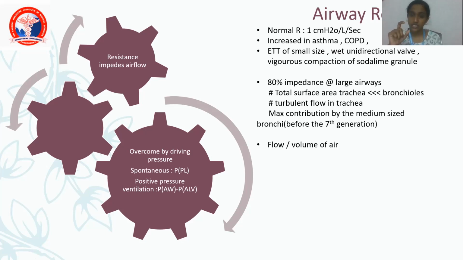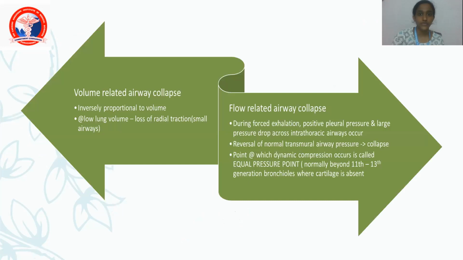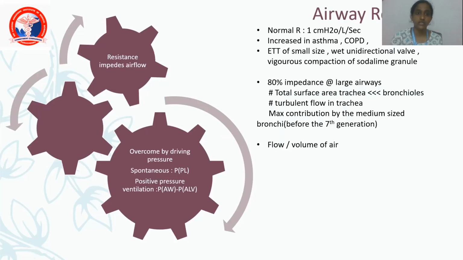And maximum resistance will be at the larger airways, but the maximum contribution, that is 80% of impedance, is by the medium-sized bronchi, that is before the 7th generation. Actually, there are two things that control resistance. I mean, there is volume-related collapse, and there is also flow-related collapse. What does this resistance do? It will impede the airflow.